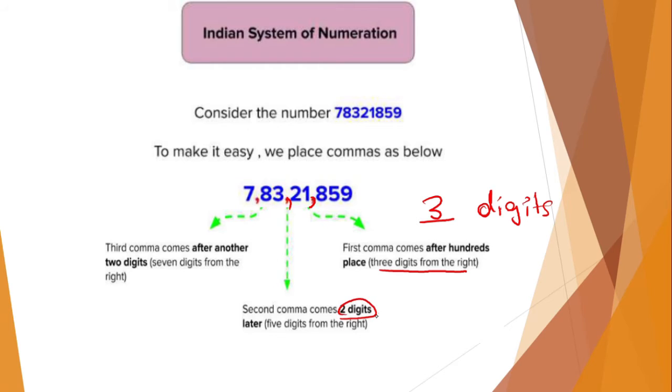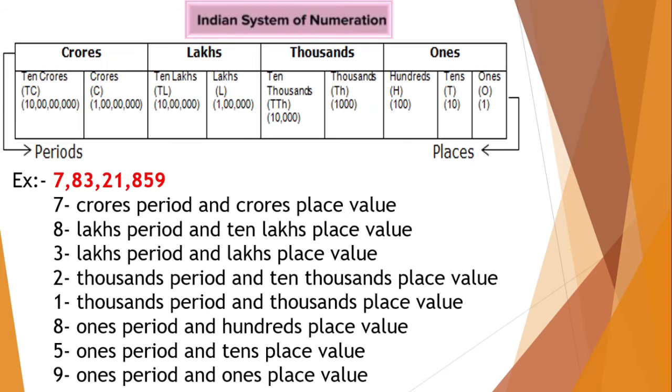It's after every 2 digits. And the next comma is after every 2 digits. The other comma is after every 2 digits again. Only the first comma you can see is after every 3 digits, and then we put commas after every 2 digits. So like this we put the commas in the Indian system of numeration.